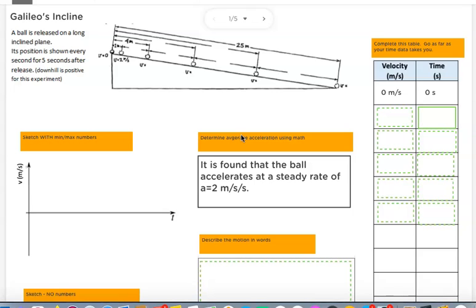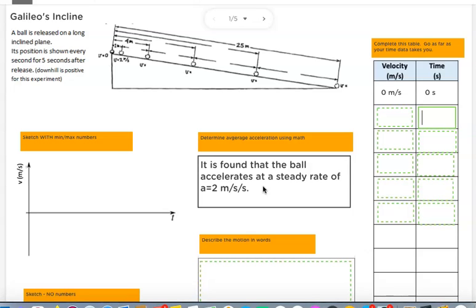So what we have here is an image that's referred to as Galileo's incline. We have a ball that's released along a long inclined plane, and you see the position of the ball every second for 5 seconds. And first of all, you notice that the spacing of the ball gets further and further apart, showing you that it's accelerating. Now, in this problem, I give you the first representation. I say it is found that the ball accelerates at a steady rate of positive 2 meters per second per second.